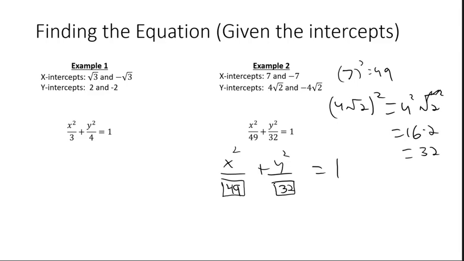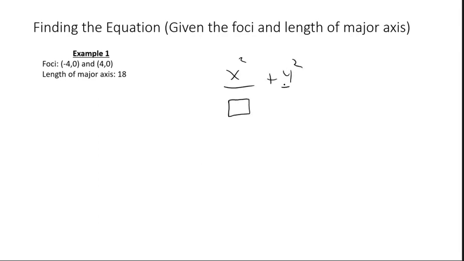Now what if you're given other pieces of information instead? So for example, let's say we were given the foci to be negative 4, 0, and 4, 0, and the major axis length was 18. So what we want to do in this example is set up our equation. It's going to look something like this: x squared over something plus y squared over something equals 1. All right, so first off, we know this is going to be a squared and b squared in one of these two places. And the foci, remember we mentioned, the foci gives us the c value.